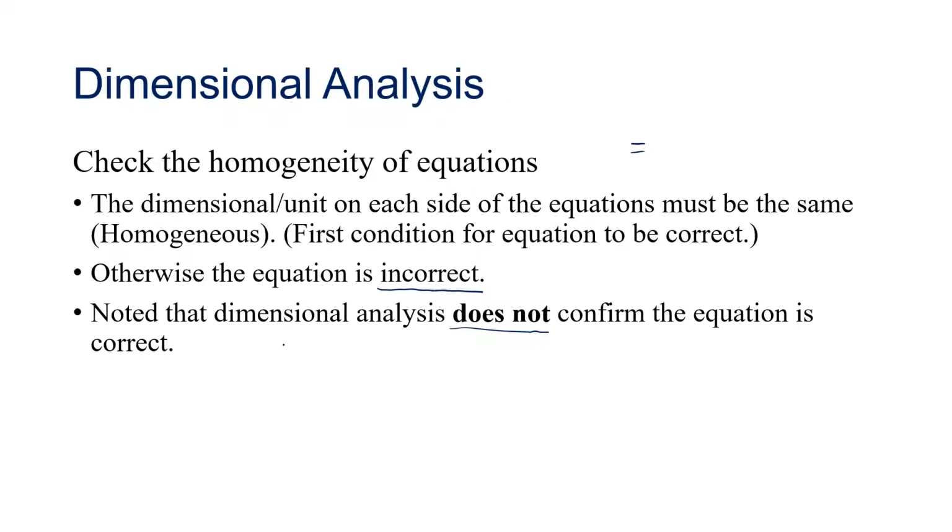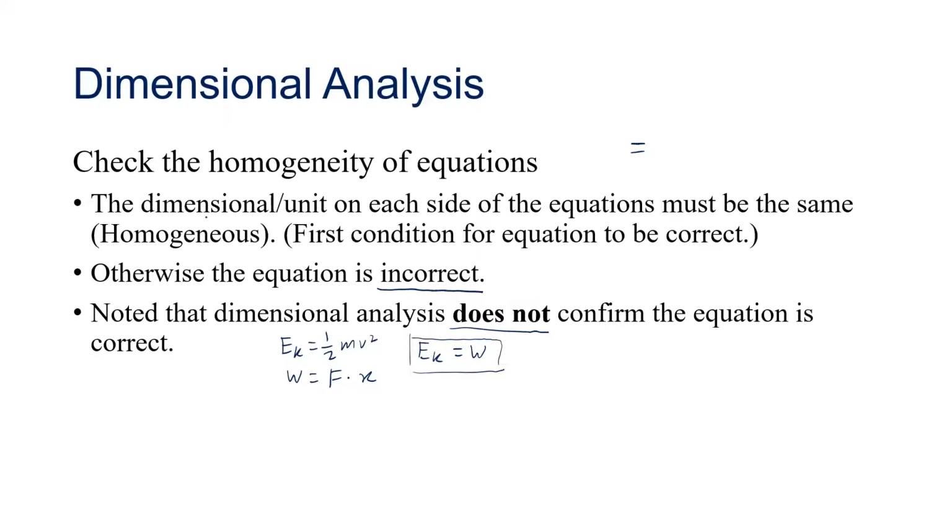From the previous slide, we know that kinetic energy is equal to 1 over 2 mv squared, and work is equal to F dot x. Now, the question for you is: is it possible that this kinetic energy can be written as equal to the work? So let's find out, is this equation homogeneous?